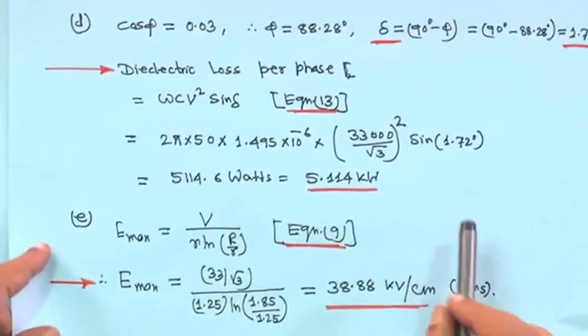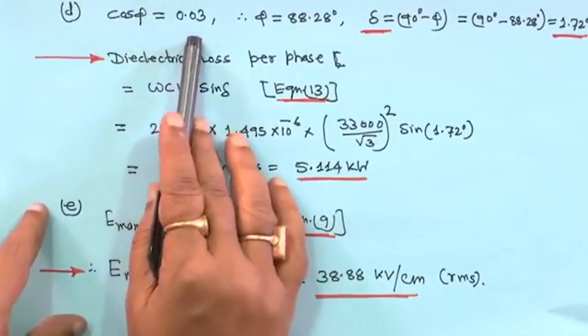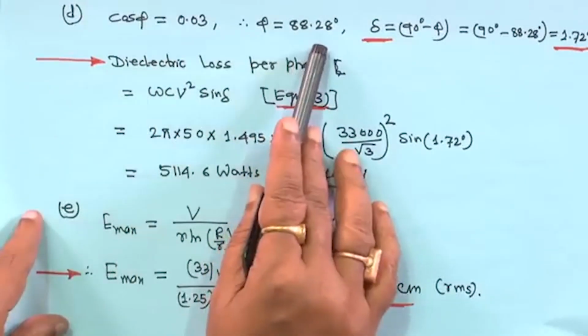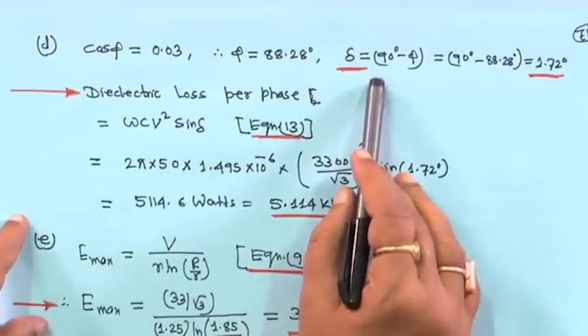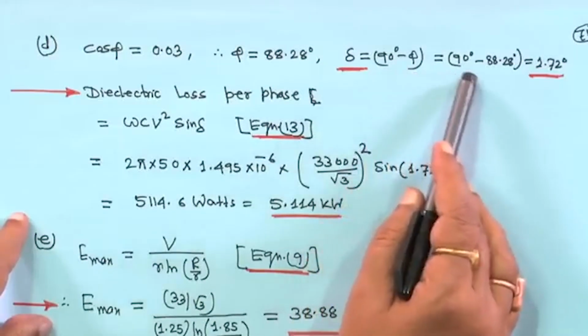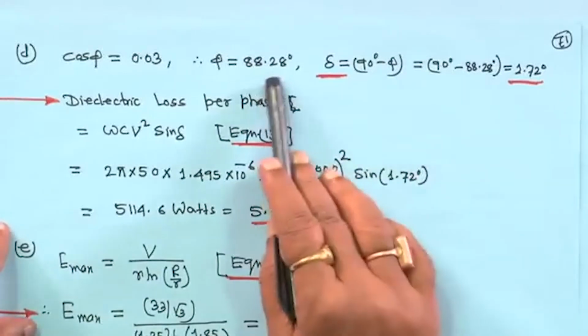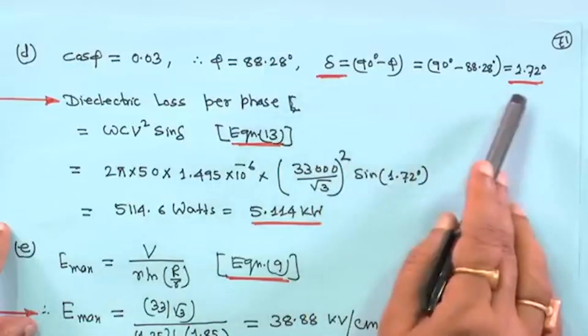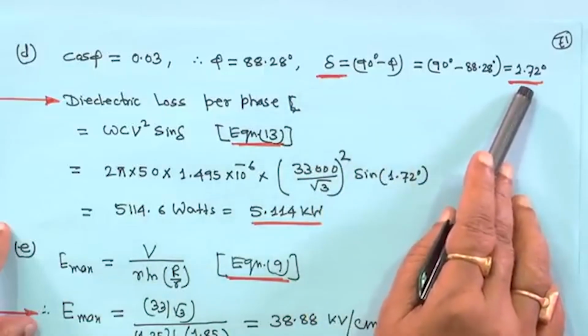Now, in part B it is given cos phi is equal to 0.03, that means phi will become 88.28 degree. Therefore, delta is equal to 90 degree minus phi. So, delta will be 90 minus 88.28, that is 1.72 degree. So, the loss angle delta is 1.72 degree.